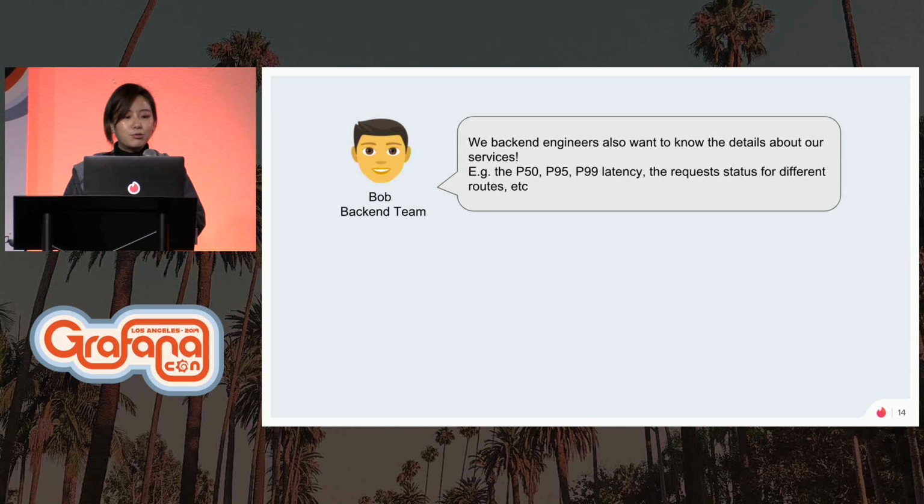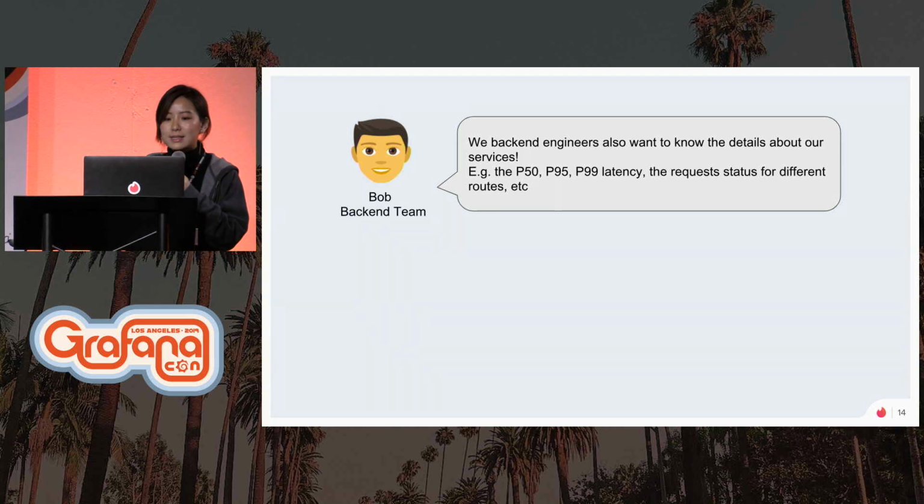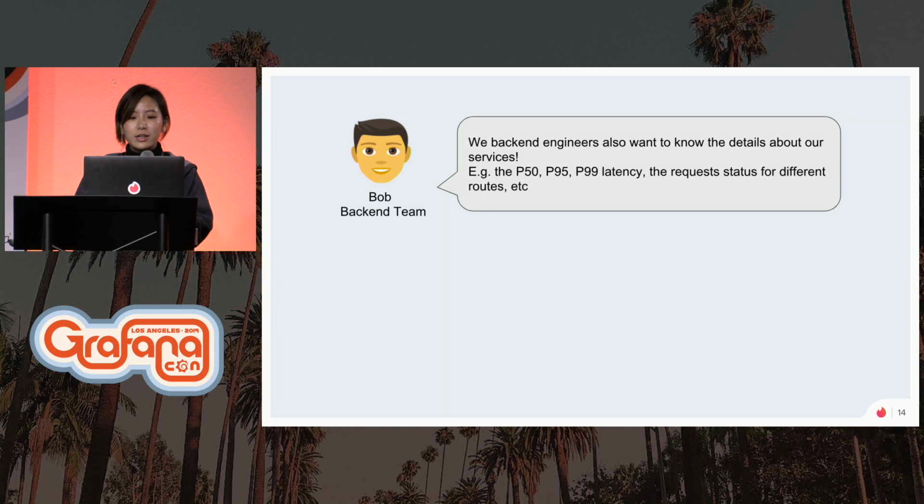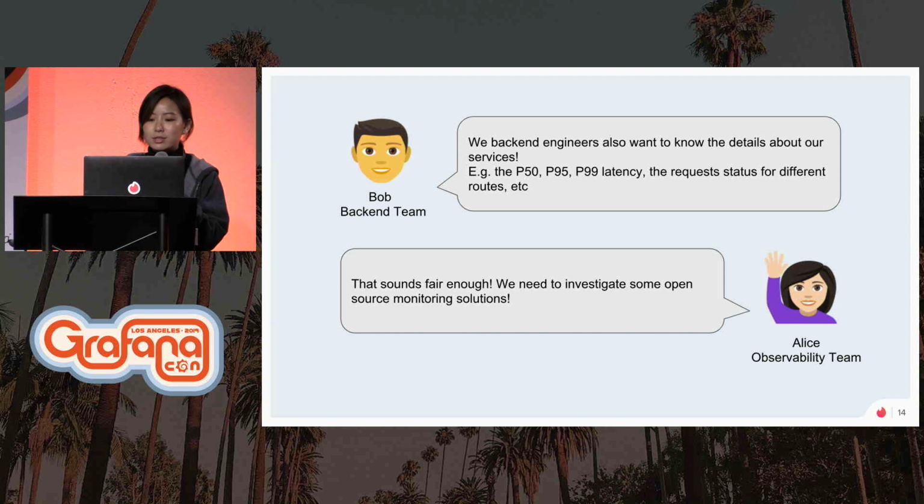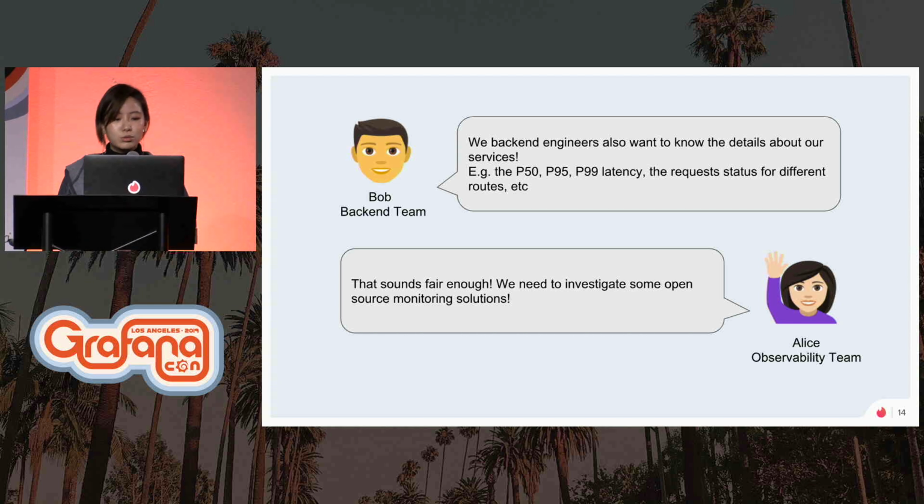But Bob from the backend team said that the backend engineers also wanted to know the details about their services, like the P95 latencies, the request status for different routes, etc. To resolve this problem, Alice went and did some investigation of open source monitoring solutions.